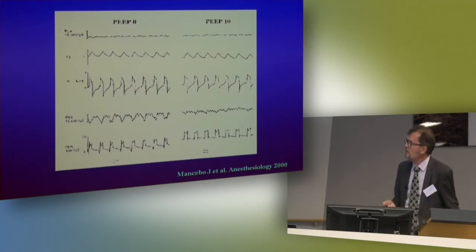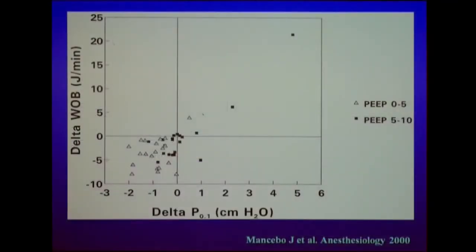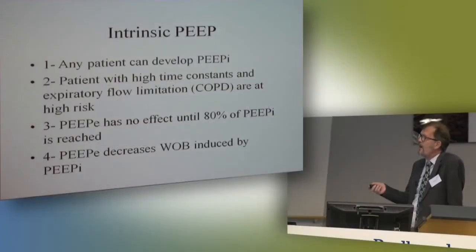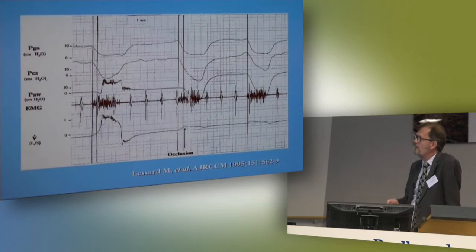In this study we did with Jordi Mancebo, we used the P.1 as a surrogate for work of breathing, and showed that when the work of breathing was decreased, this was usually indicated by a lower P.1. When the work of breathing was increased, it was shown by an increase in P.1. So external PEEP has no effect until 80% of PPI is reached, and PPI decreased work of breathing induced by PPI.